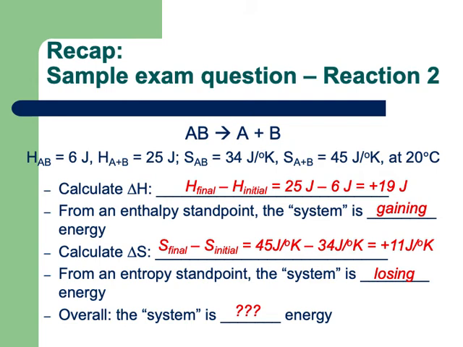Hello everyone, we're going to continue on by recapping the sample exam question or test question, and this was reaction 2 on the previous lecture. So here we have our reaction. We have one molecule, AB, and it is being broken down into two molecules, A plus B. Those are two individual molecules. So we're going from one molecule now to two.